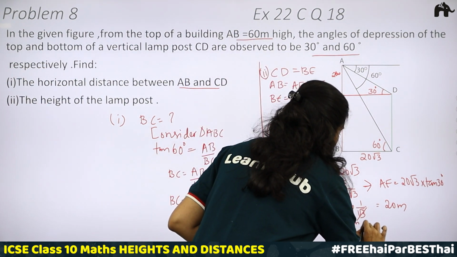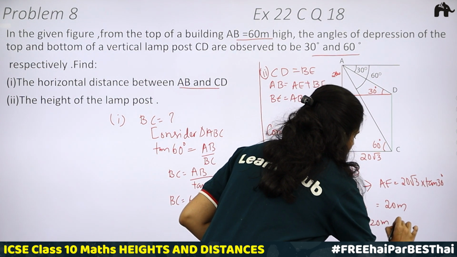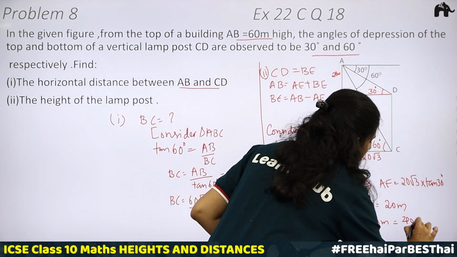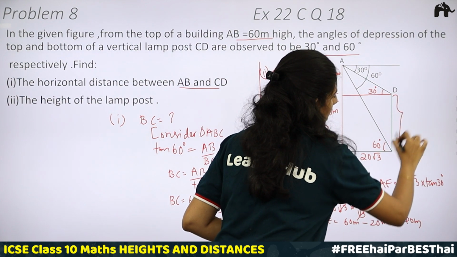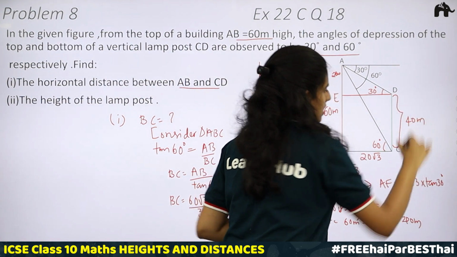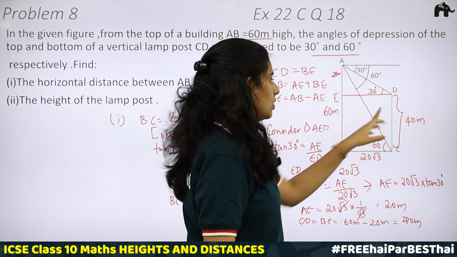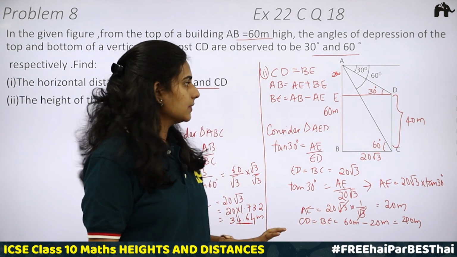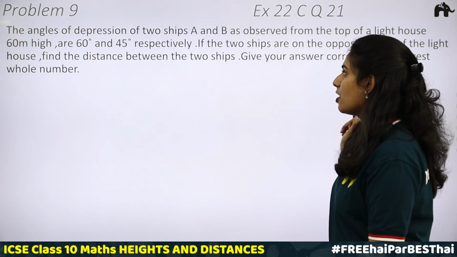60 meters minus 20 meters, which is equal to 40 meters. Okay, this height is 40 meters. Height of the lamp post is equal to 40 meters. Clear? Here we have the final problem for today.